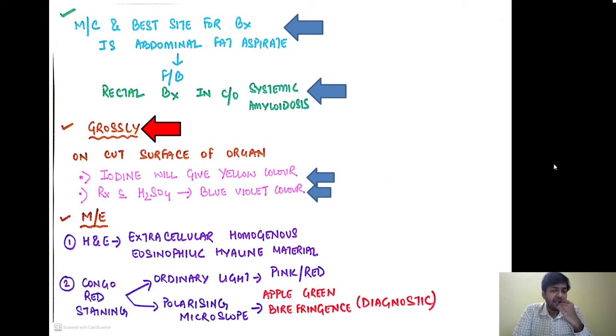So on microscopic examination with hematoxylin and eosin stain, there will be an extracellular homogeneous eosinophilic hyaline material deposit, and in the Congo red staining, as we already discussed, under ordinary light we have pink or red color, but this is not diagnostic. But under polarizing microscopy, you will have apple green birefringence, which is diagnostic of amyloidosis.